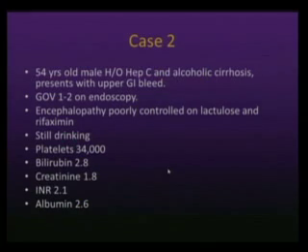A 54-year-old male, history of hep C and alcoholic cirrhosis, presents with upper GI bleed. GOV1, 2 on endoscopy. He's encephalopathic, so TIPS will not do good for him. Poorly controlled on lactulose and rifaximin, still drinking, so you don't want to put a TIPS in these patients. Platelets are 34,000, bilirubin 2.8, creatinine 1.8, INR 2.1, albumin 2.4. His MELD is about 28, so his 3-month survival is about 70%. He's probably going to pass away in 3 months, and he's encephalopathic. So what do you do? And then he's still drinking.